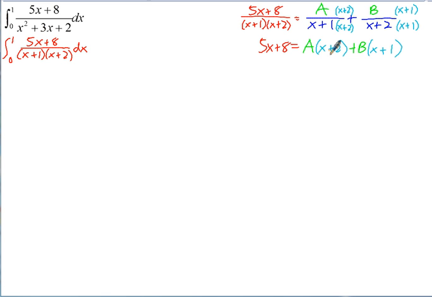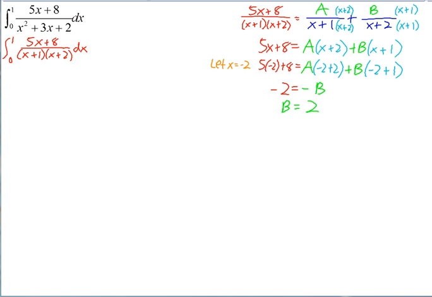First, if we want to eliminate the A's, we can let x equal -2. So it'll be 5 times -2 plus 8 equals A times (-2 + 2) plus B times (-2 + 1). So that would give you -10 plus 8, which is -2, equals... Oops, that's a plus 2 there, sorry. -2 plus 2 is going to eliminate the A's, and then -2 plus 1 is -1, so -B. Then divide by -1, so B would equal 2.